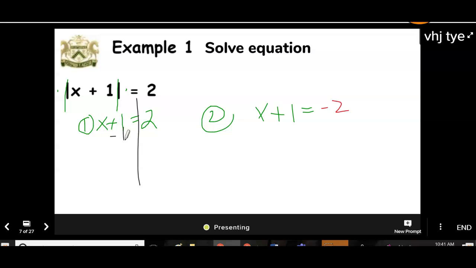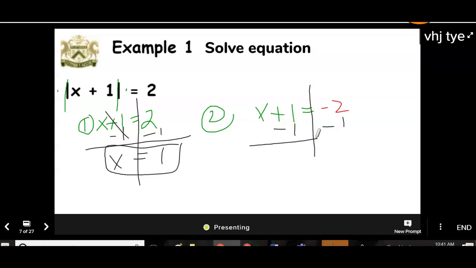For the first equation, subtract 1 on both sides. So you have x equals 1 as one solution. Second one, you also subtract 1 on both sides. But because the number on the other side is changing, your result is going to change. So add up the two numbers, you're going to have -3. And that's your two solutions. Okay.